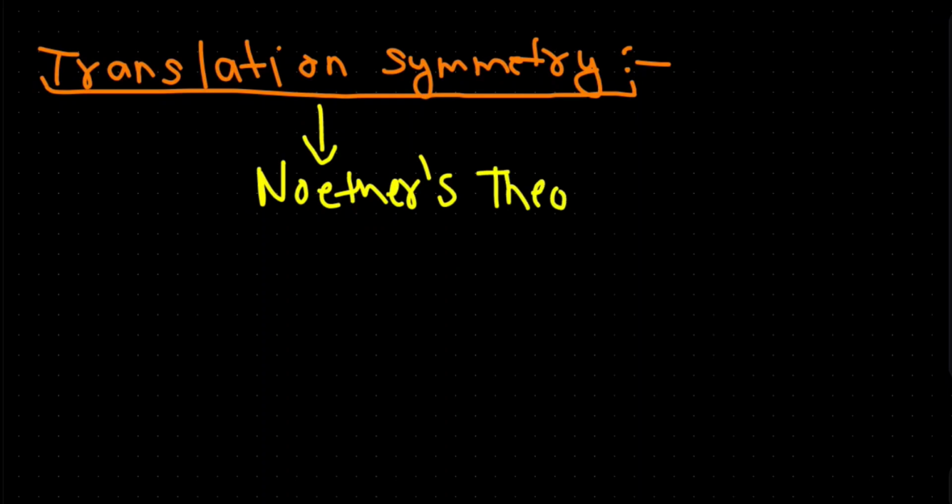This is a theorem which tells us that for every symmetry there is some sort of conserved quantity related to it. Like for time translation there is energy conservation. For the translation symmetry that we are going to discuss here, there is a conservation of momentum.